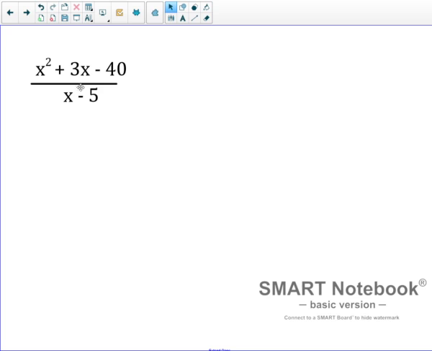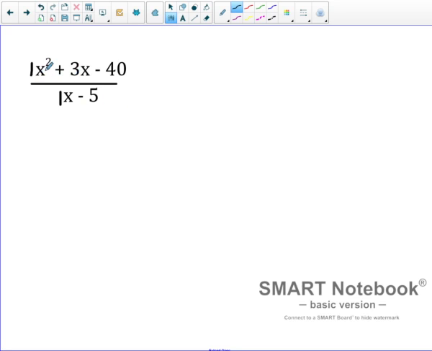So we're going to be dividing the binomial x minus 5 into this quadratic trinomial, right? This x squared plus 3x minus 40. Now, the thing that we're going to do here to set this up is we're going to look at the coefficients of all of these, right? So if I look at this, the coefficient of this is 1, the coefficient of this is 1. So we're going to be looking at those coefficients.